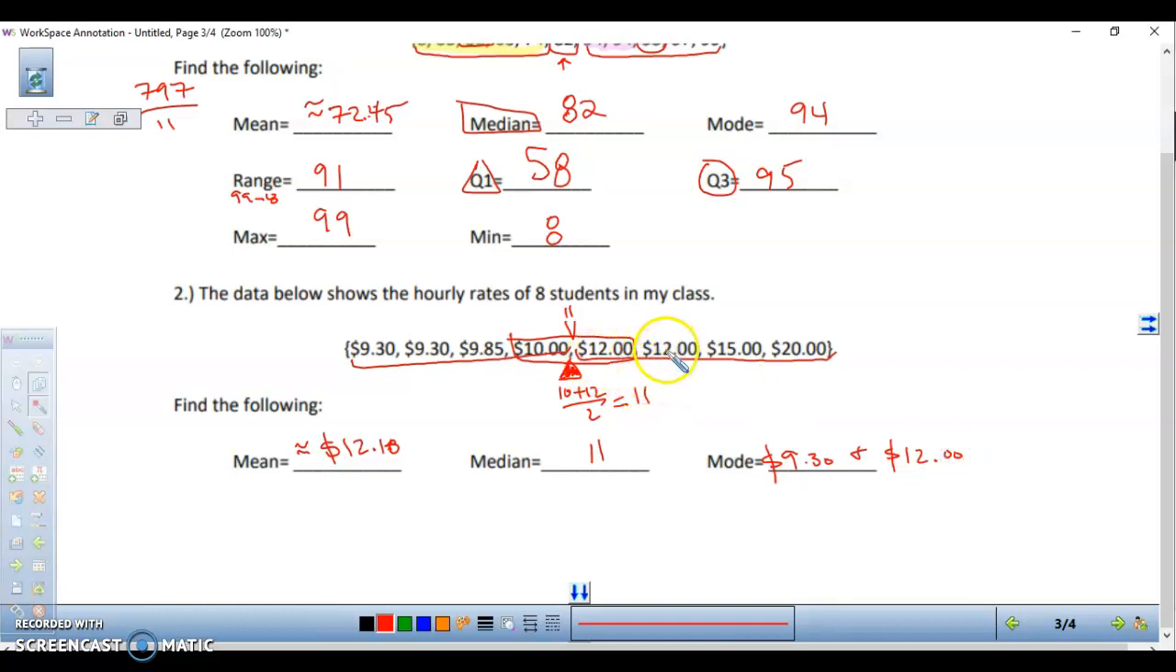Right, 2 12s, yep, and 2 $9.30. Perfect. Now you guys, I know it doesn't ask this, but this is a good example when you find Q1 and Q3 when you have an even number of data.